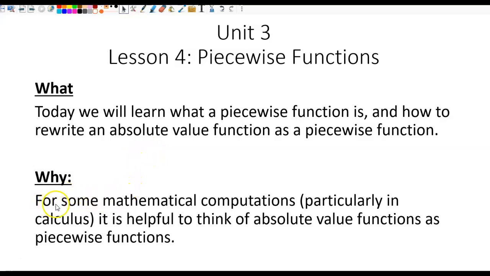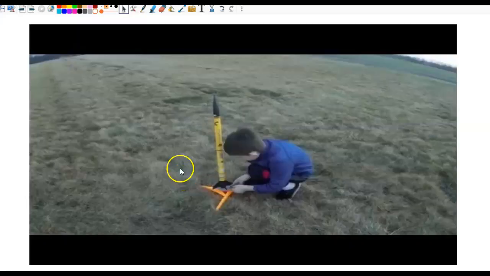So why do we learn this stuff? For some mathematical computations, especially in calculus, which once again, the purpose of this class is to get you ready for it, it's helpful to think of absolute value functions not as absolute value functions, but as piecewise functions. So what we're going to do is learn what a piecewise function is and how to rewrite an absolute value function as a piecewise function. Okay, that's our goal. So to begin, I found this little video on YouTube, which I thought we would check out. So let's see if this will play for us.